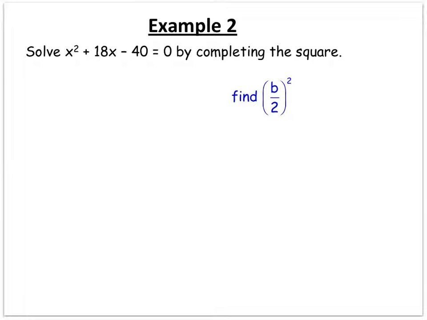We have a couple steps in completing the square. And our first step that we're going to do is we are going to move the constant. Okay, so I'm going to do that by adding 40 to both sides.